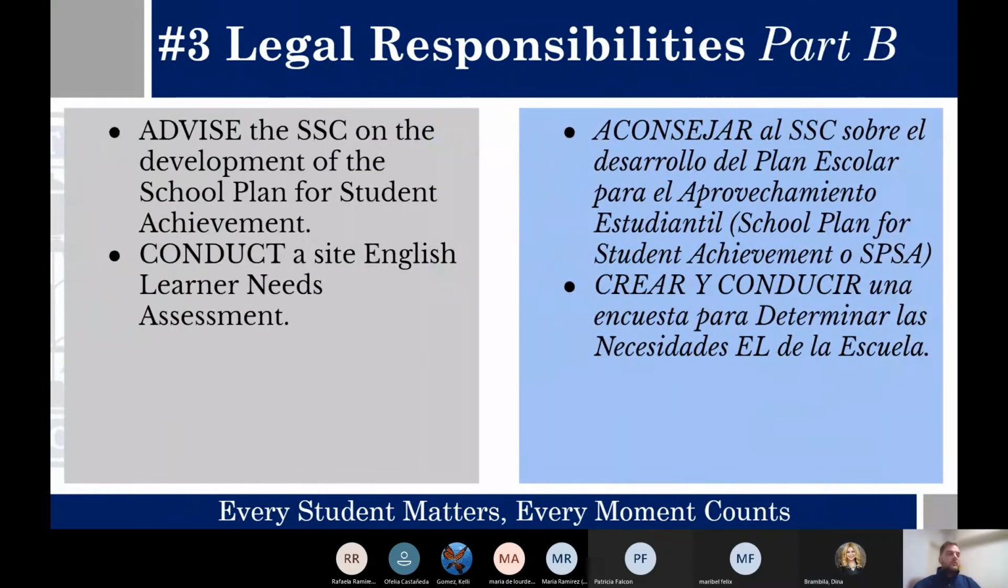They also are to advise the school site council, which is another committee we have, on the development of the school plan for student achievement, or SPSA, and conduct a site English learners needs assessment, towards the end of the year to figure out what we may need to put in our Title I funds. Otra responsabilidad legal es aconsejar otra vez al Comité de Consejo Escolar sobre el desarrollo del plan escolar para el aprovechamiento estudiantil. También es crear y conducir una encuesta para determinar las necesidades de los aprendices de inglés de la escuela.